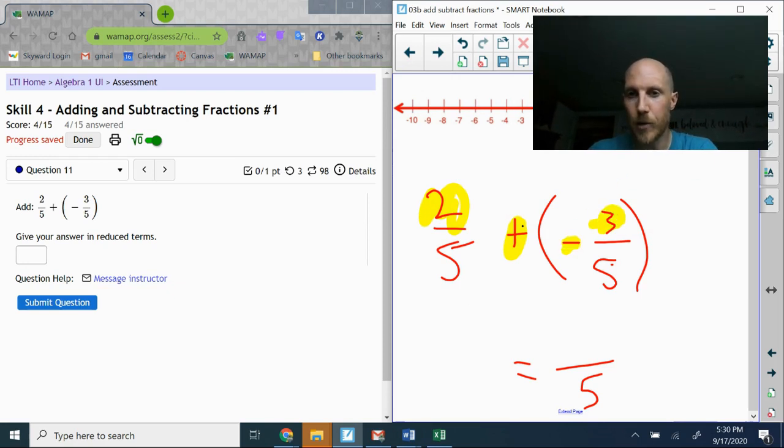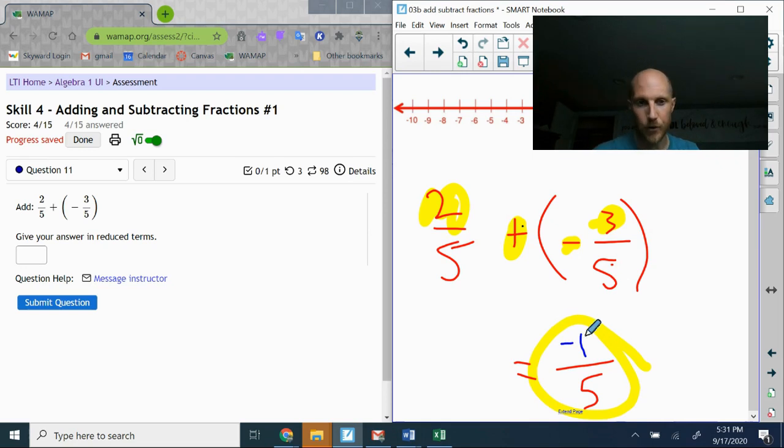Okay, and I can use my number line to keep track of this if I need. So start at 2, and then adding means I'm going to move towards the right. But when I hit that negative sign, that's the reverse. And so instead of right, now I have to move to the left by 3 spaces. 1, 2, 3. So I'm going to end up right here. That's going to be negative 1. Blam.